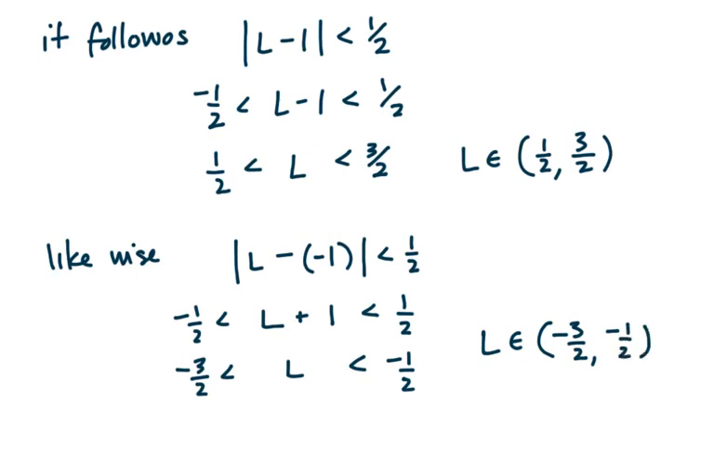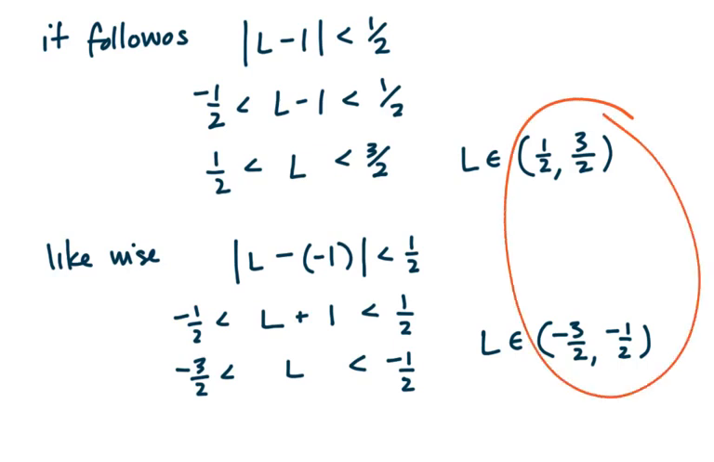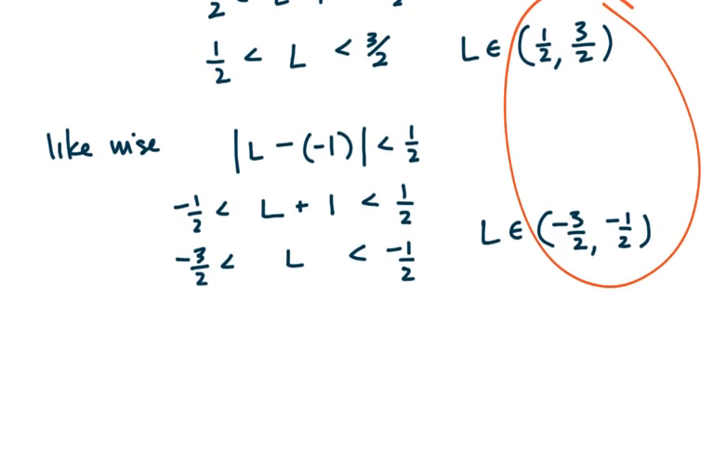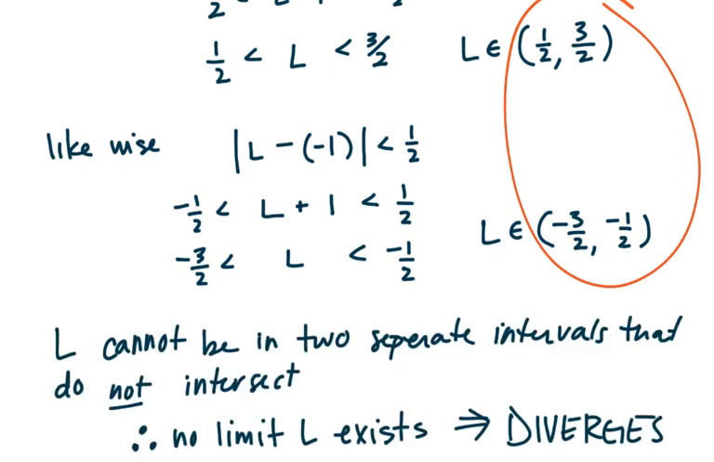And these are two separate intervals that do not intersect. So L cannot be in two separate intervals that don't intersect. Therefore, no limit L exists and the sequence diverges. And so I wrote out what I just said here.